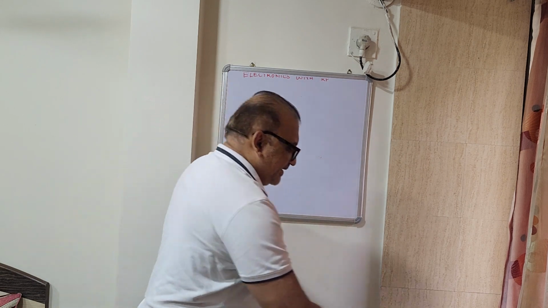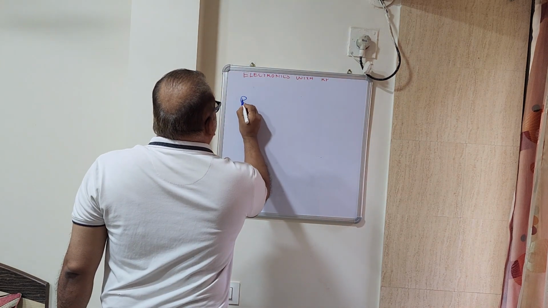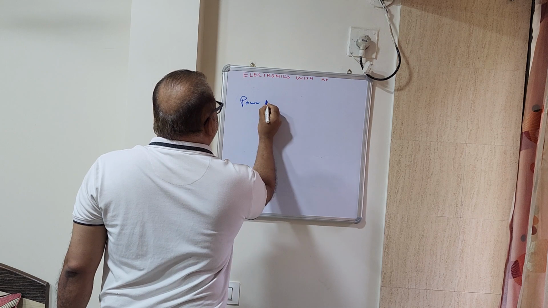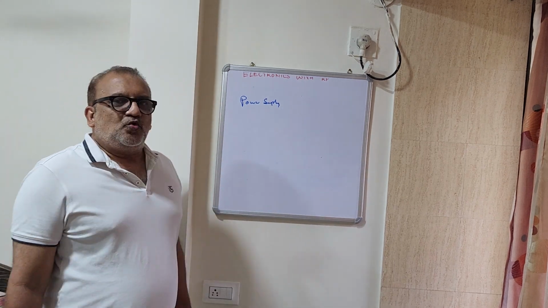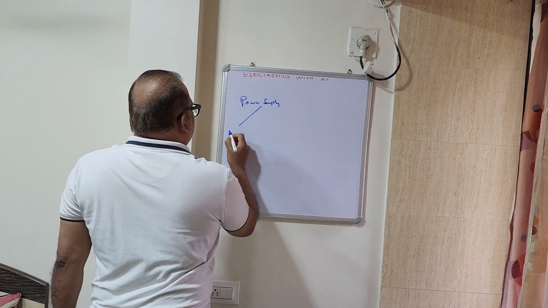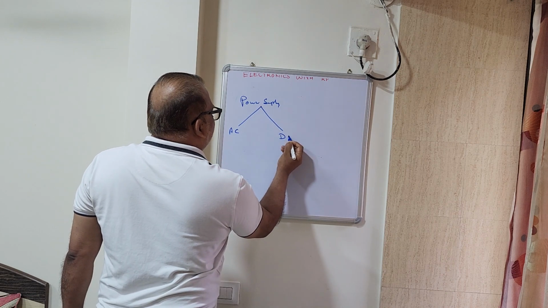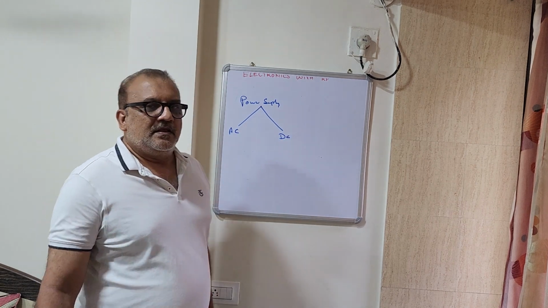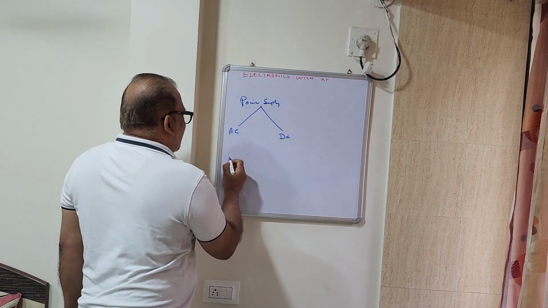So the first thing that is used is a power supply. Now there are two types of power supply that are available. One is known as AC and one is known as DC. AC is alternating current, DC is direct current.